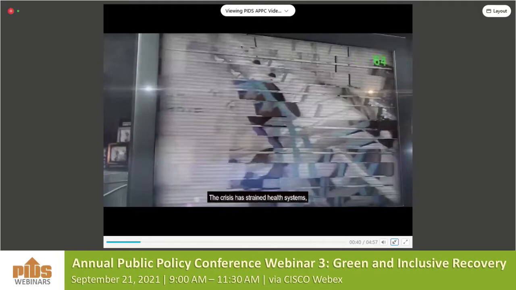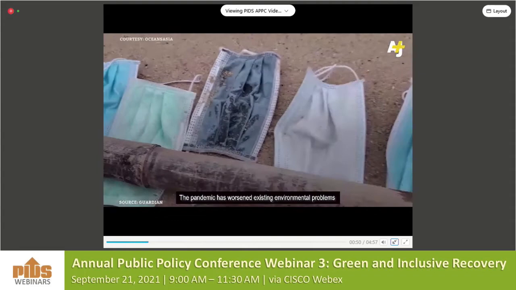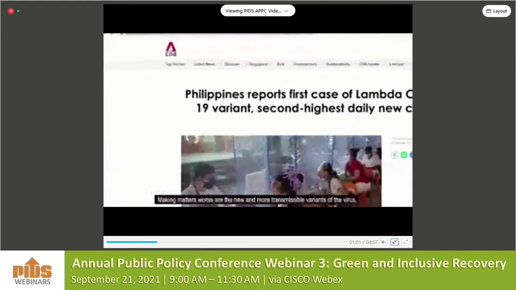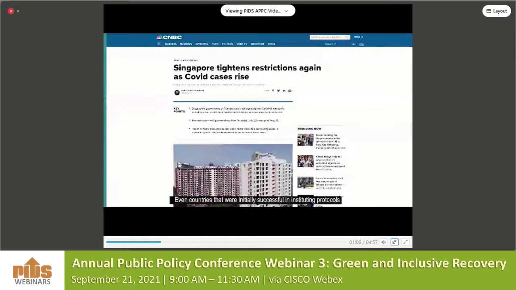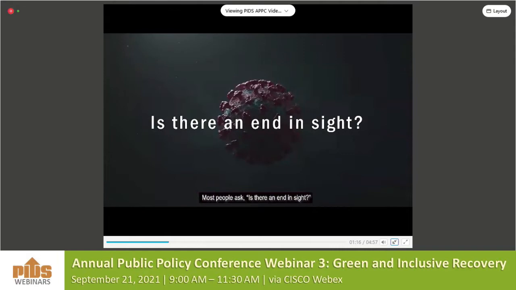The crisis has strained health systems, exposing long-standing gaps in public health, and revealed major gaps in the current social protection systems. The pandemic has worsened existing environmental problems that the country faces due to the surge in the volume of wastes. Making matters worse are the new and more transmissible variants of the virus, causing more hospitalizations and deaths. Even countries that were initially successful in instituting protocols are once again scrambling to adjust their strategies. Most people ask, is there an end in sight? How can we move forward and recover from this crisis?